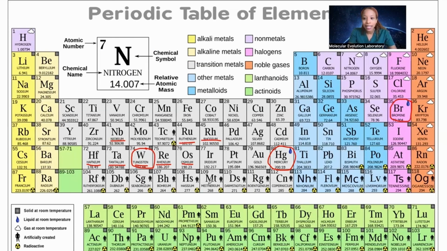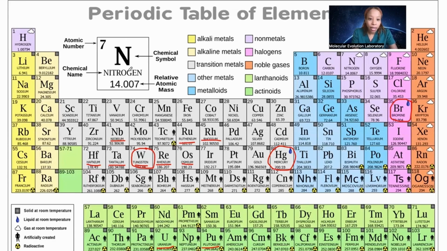These are not synthesized naturally. They are synthesized in particle accelerators. These elements are man-made and not commonly used; they're mostly used for scientific purposes. Uranium is used for nuclear reactors and also as weapons. Along with plutonium, they're used in nuclear reactors as well as weapons.